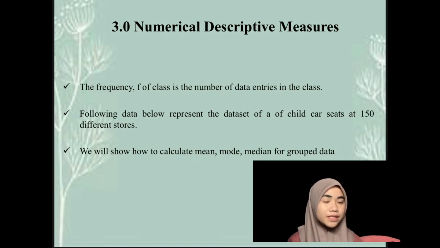I want to present about 3.0 numerical descriptive measures. The frequency, F, of the class is the number of data of interest in the class, and the data below represent the data set of the child car seat at 150 different stores. And then we will show how to calculate mean, mode, median for grouped data.